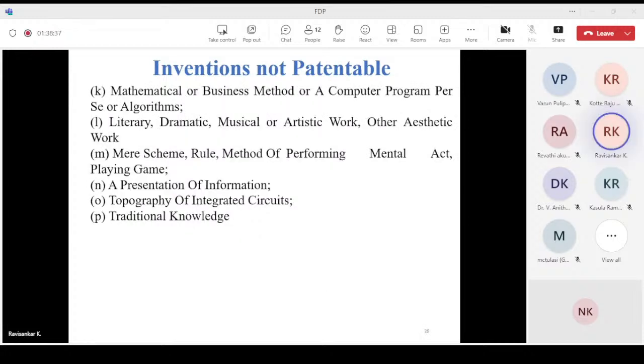Then mathematical or business methods, computer programs, algorithms. Coming to literary, dramatic, musical, or artistic work, these things can be protected under copyright. Then mere scheme, rule, method of performing mental acts, playing games, presentation of information, topography of integrated circuits, and traditional knowledge. These inventions are all not patentable.